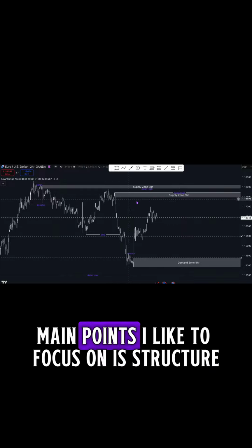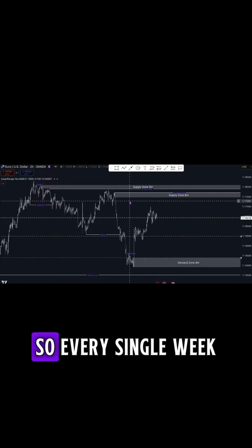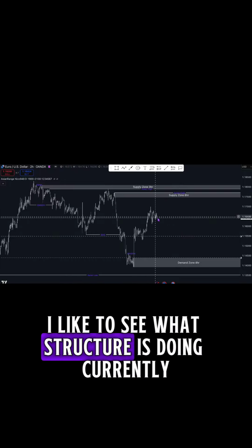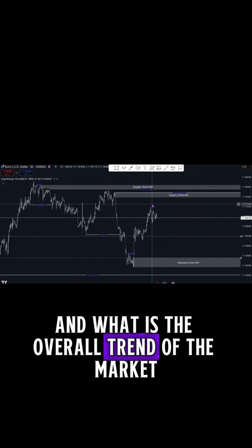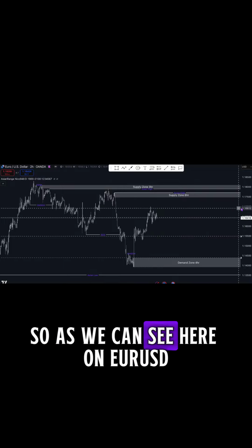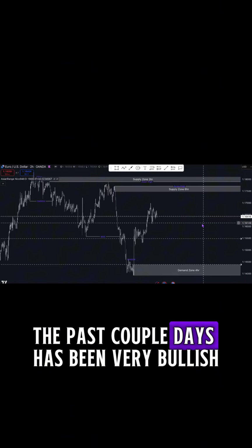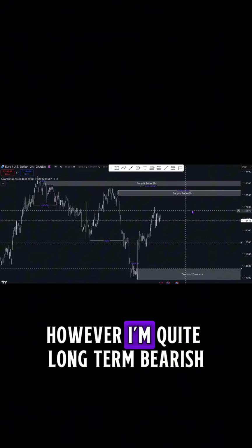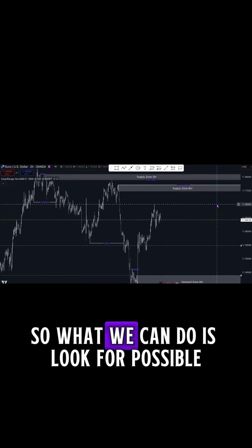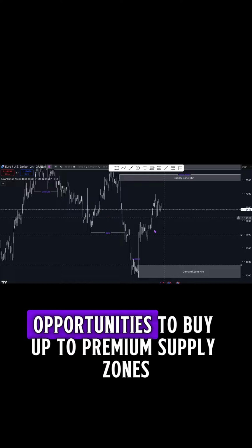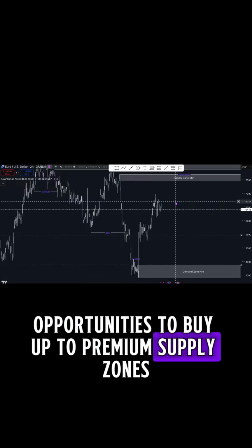One of the key main points that I would like to focus on is structure. So every single week I like to see what structure is doing currently and what is the overall trend of the market. As we can see here on Euro USD, the past couple of days has been very bullish. However, I'm quite long-term bearish. So what we can do is look for possible opportunities to buy up to premium supply zones in order to sell back down again.